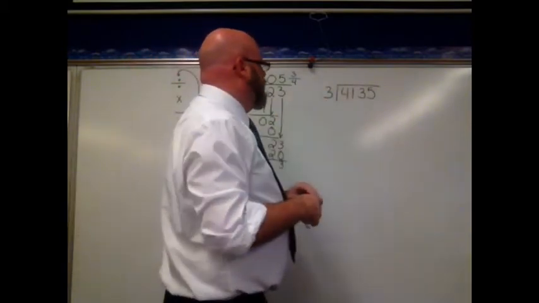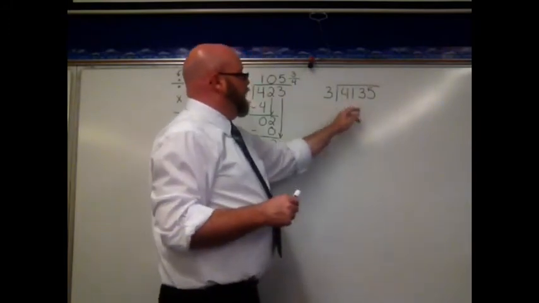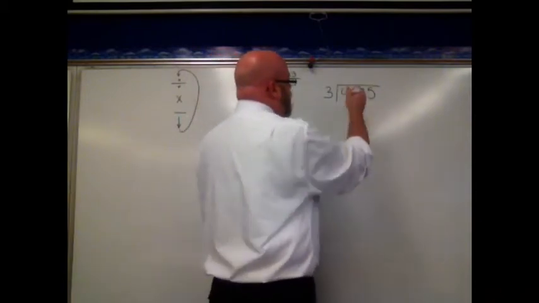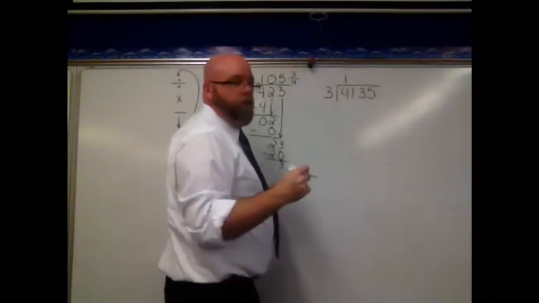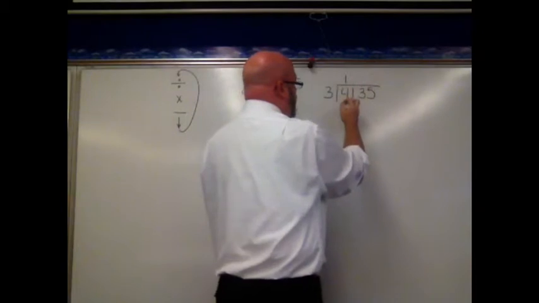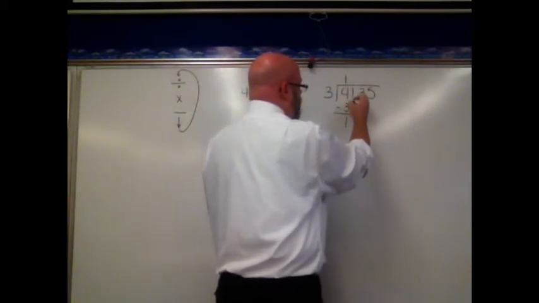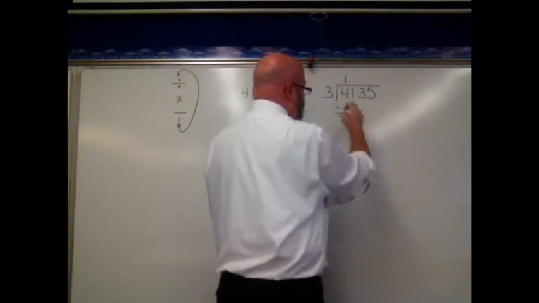4,135 divided by 3. Again, 4 divided by 3. Doesn't happen evenly, but I know I can get 3 groups of 1. 1 times 3 is 3. I get 1 left over. I can bring my 1 down.